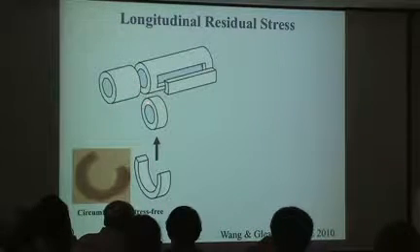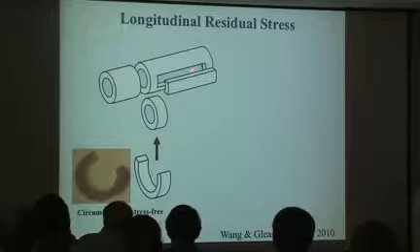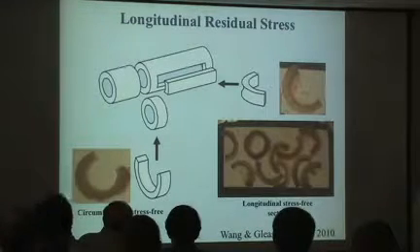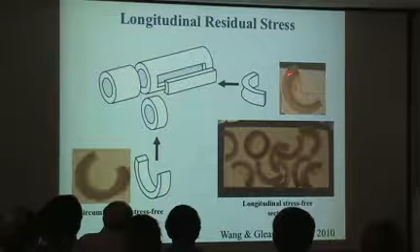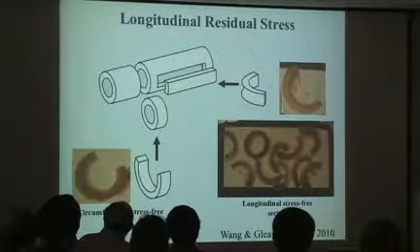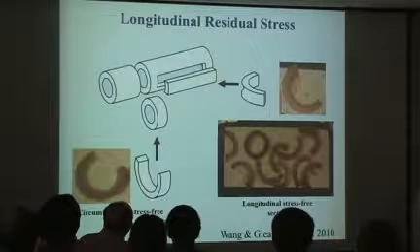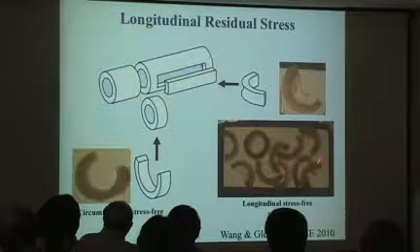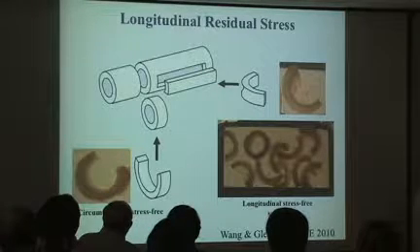We excise a ring, we impose a radial cut, and it springs open. But it turns out if we excise an axial strip from the same vessel, these axial strips also bend. And this is an example of an axial strip from a pig carotid artery that we excise, and these things have significant axial longitudinal residual stress. And here's a collection of a number of strips from a pig carotid artery.